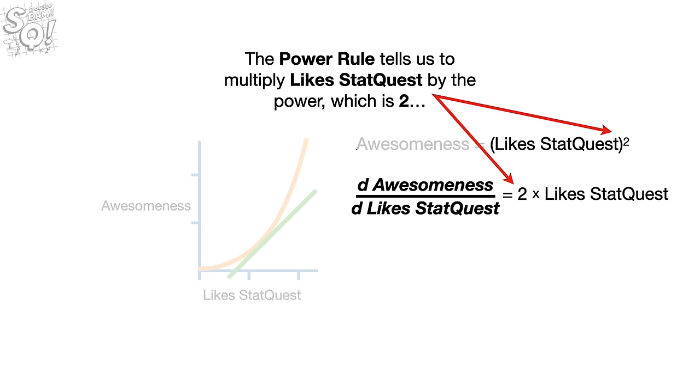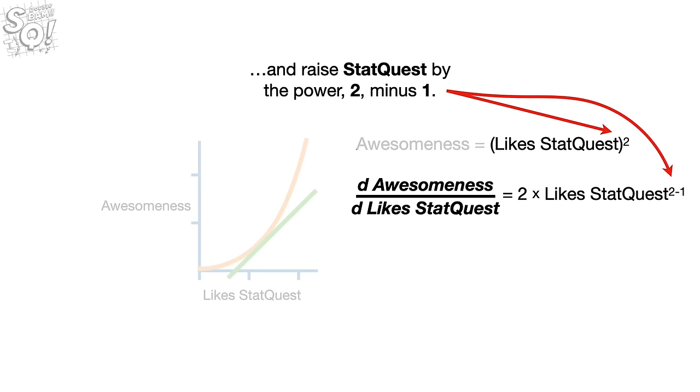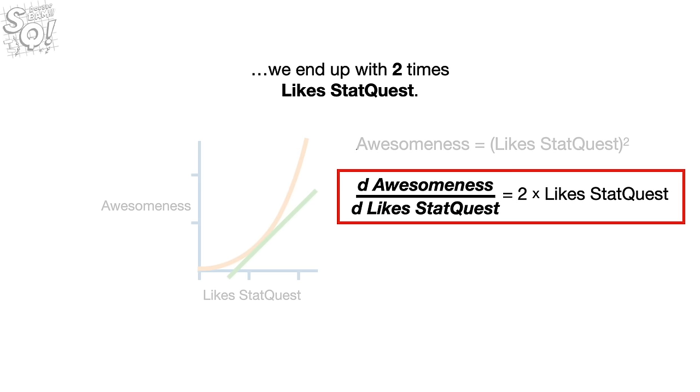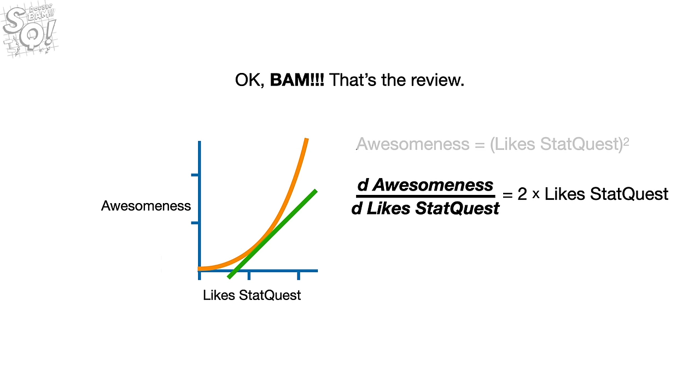The power rule tells us to multiply likes StatQuest by the power, which is 2, and raise StatQuest by the power, 2 minus 1. And since 2 minus 1 equals 1, and raising something by 1 is the same as omitting the power, we end up with 2 times likes StatQuest. Okay, bam. That's the review.